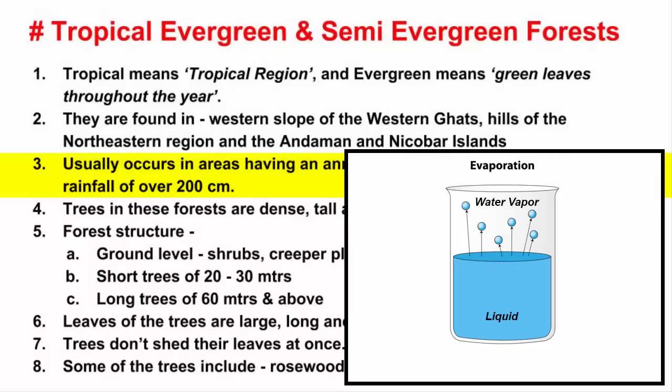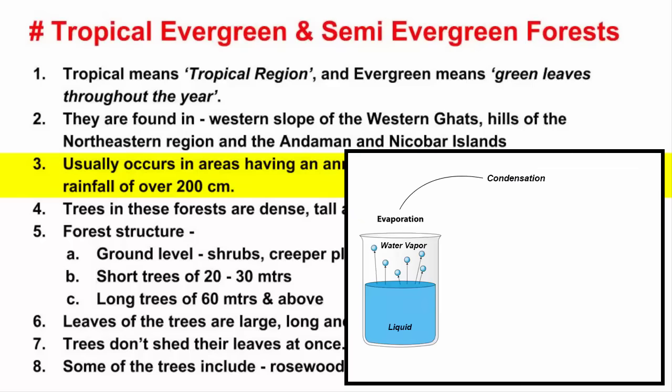Evaporation is a process that converts liquid into water vapor. After evaporation, condensation takes place. Condensation is the opposite of evaporation, wherein water vapor is converted back into liquid form. That's how clouds are formed. The clouds then release the moisture as rain or snow, which is called precipitation.